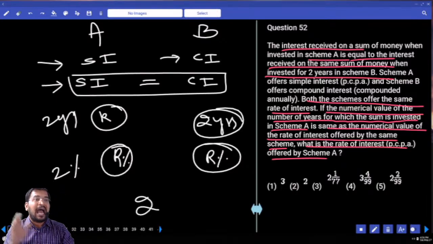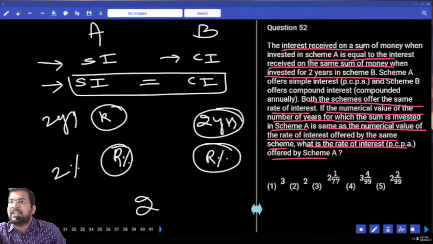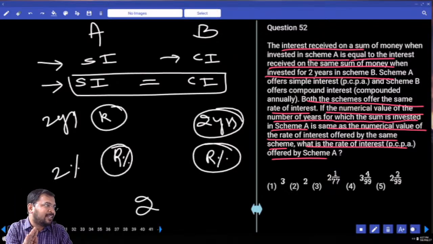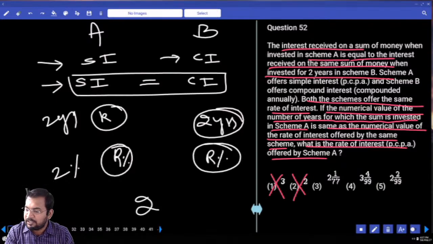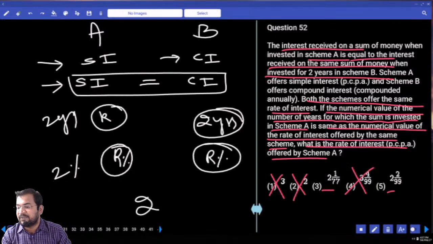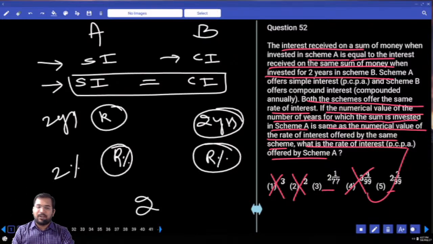How much more? 2% of 2, approximately what comes? 0.04. 0.04 for 1 year comes to 0.02. Yes or no? So 2.02 will be our answer. Either this one or this one. 2 by 99 is approximately 2 by 100 only. 2 by 100 is 0.02 only. So your answer is what? Option 5.